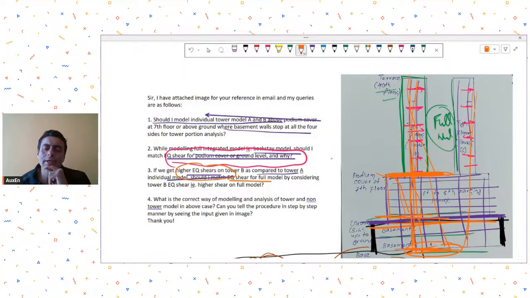Okay, so then try to have a shear scaling so that you are able to match it with the lower value instead of matching it with the higher value. So let's say if your tower B gives you the lower shear, tower A is giving you the higher shear, you match it with the lower shear. That way you are staying more on the conservative side, and I think that is the correct way of doing it.